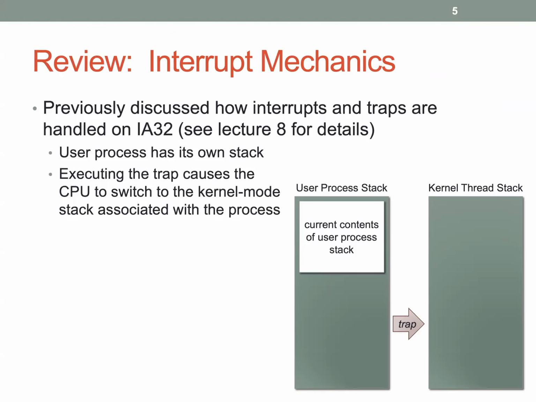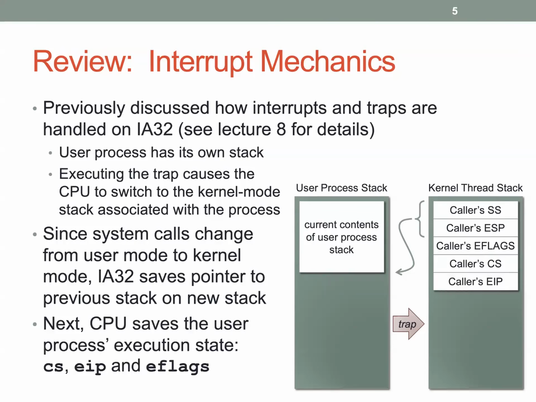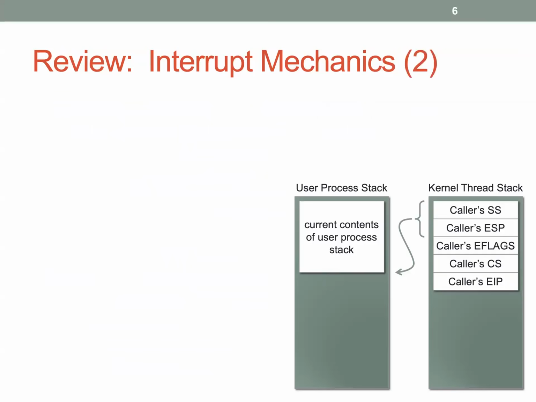And so when you trap into the kernel, the CPU does a certain number of things. So we save the stack pointer to the user stack since we're switching protection levels. Then we save the pointer to the instruction we were on when we trapped into the kernel. So that's the caller's code segment. That's what CS stands for, and the caller's instruction pointer. And it just has an E on the end because it's IA32. And the original 8086 instruction pointer was just IP. So now we have EIP, and x86-64 has RIP. So we store all of that stuff.